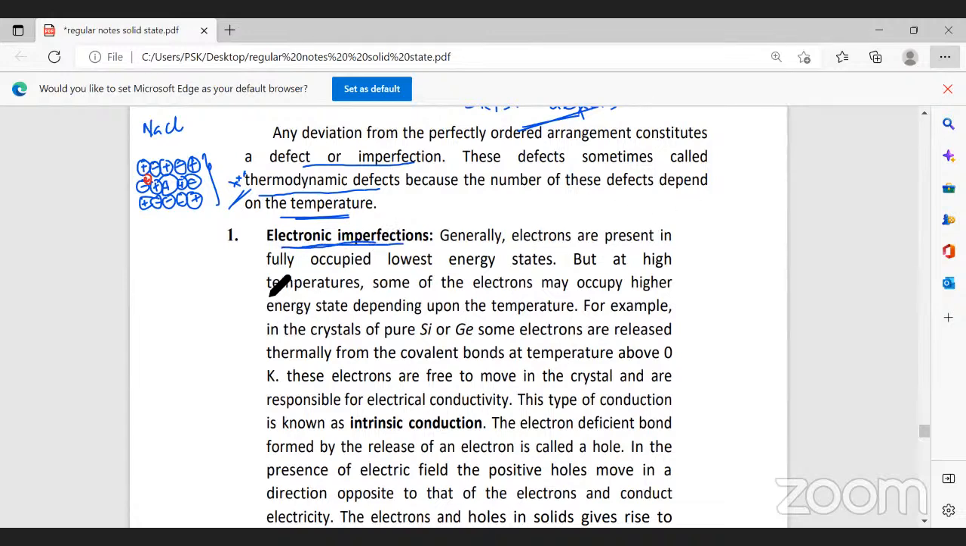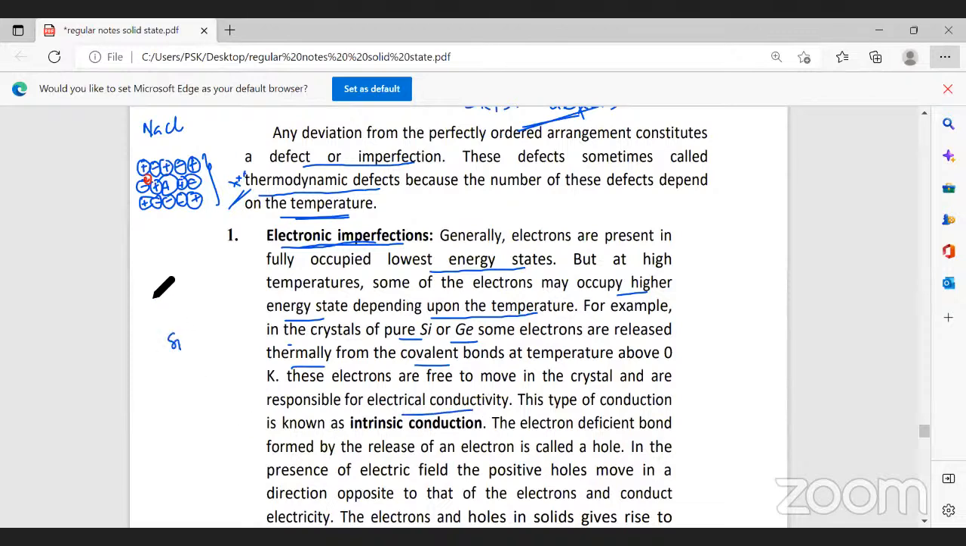Generally, electrons are present in the fully occupied lowest energy states. But at high temperature, some of the electrons may occupy higher energy states depending upon the temperature. For example, in a crystal of pure silicon or germanium, electrons are released thermally from the covalent bond at a temperature above 0 Kelvin. These electrons are free to move in a crystal and are responsible for electrical conductivity.